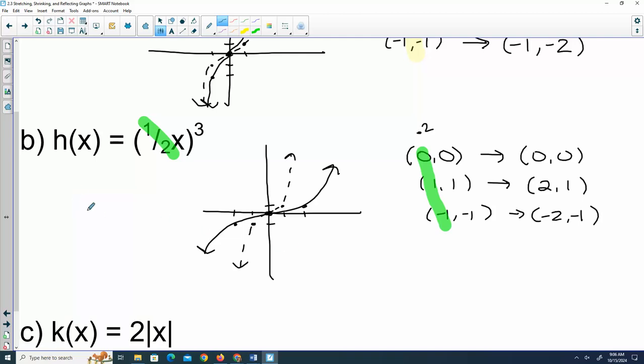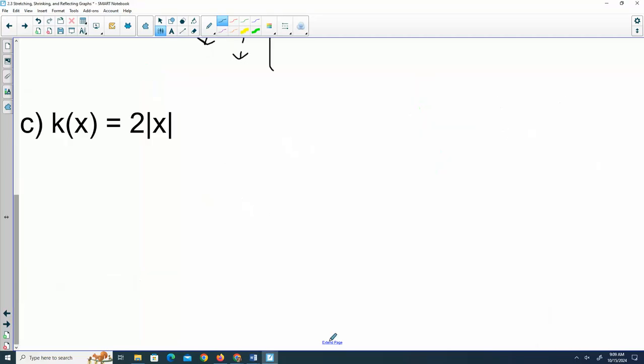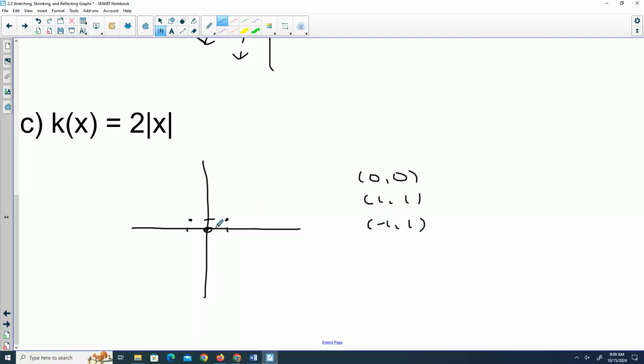I want you guys to try the third one. Okay. We're struggling a bit. Most of you graphed the correct parent function, but some of you, your points that you wrote down for that parent function were not correct. The absolute value of 0 is 0. The absolute value of 1 is 1. What's the absolute value of negative 1? So those are my points, and you can do more if you want. Writing out the points is totally optional, but it gives us a visual for what's happening to our graph.